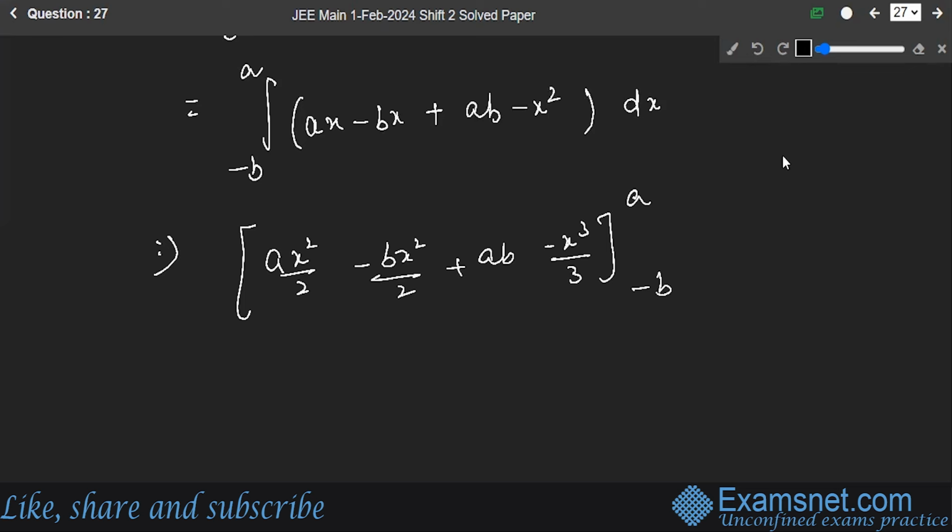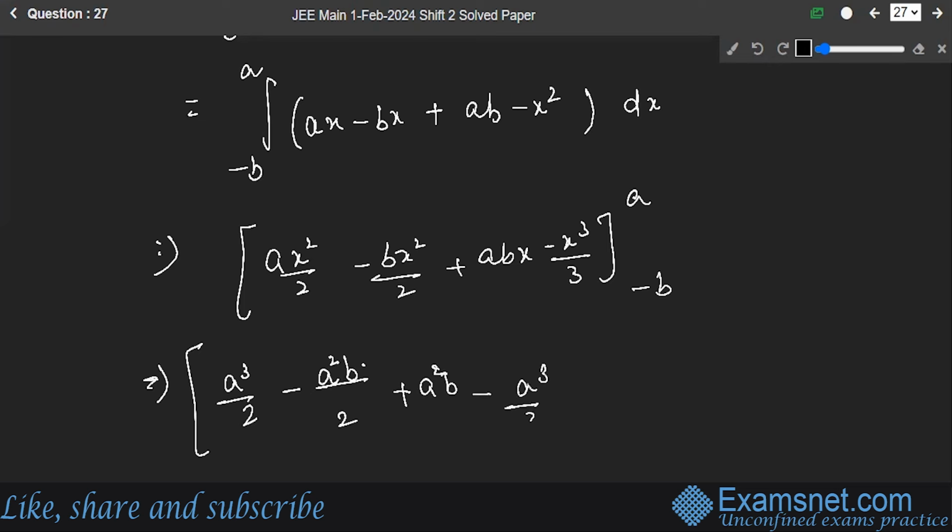Let's put the limits. This will be given by A cube upon 2 minus A square B upon 2 plus A square B minus A cube upon 3. Let's check that I have done everything correct. Now I'll be putting minus B over here. So this will give me AB square upon 2 minus B cube upon 2, minus minus, so this will be plus only. This will be AB square and plus B cube upon 3.